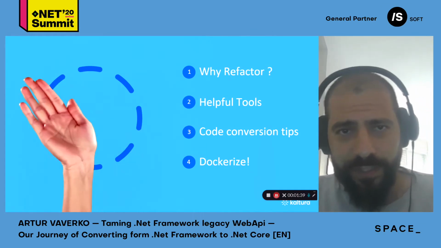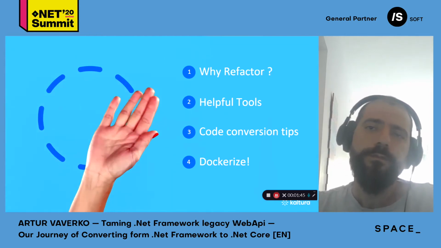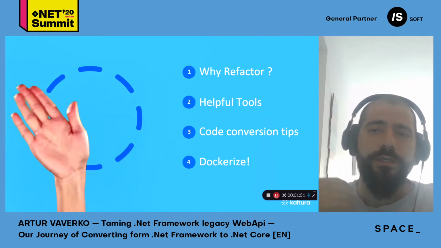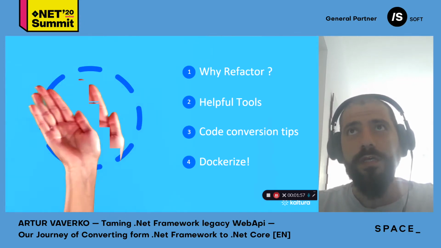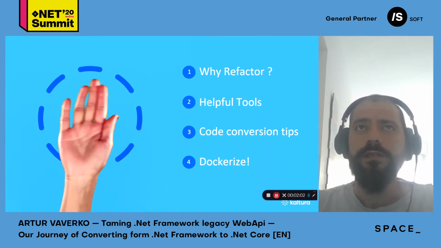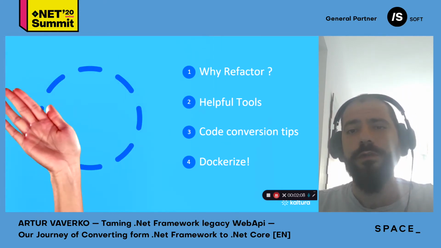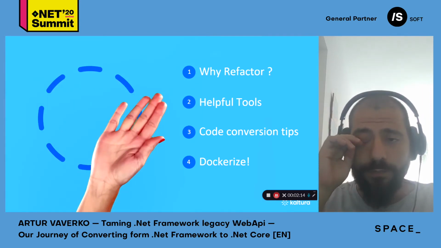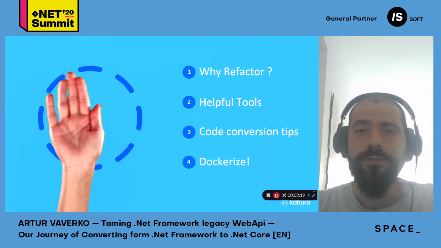So what we're going to talk about today: why we're going to refactor our .NET Framework APIs at all. What are we going to gain from that? In addition, we're going to show you some helpful tools that we at Cultura gathered along the way. And when we get into the code conversion itself, I'm going to give you a few tips that we see as the most important or difficult to figure out how to solve. And we're going to Dockerize everything at the end. So I really hope that the next 45 minutes will be of interest to you and you'll gain a few valuable key points from here.